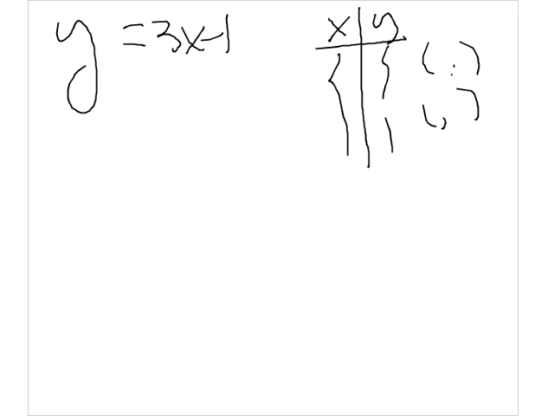Now I think we're ready to do 3x minus 1, and I'm going to use their numbers just so we can follow along with the book's example here. The book plugged in 0, 2, and minus 1.